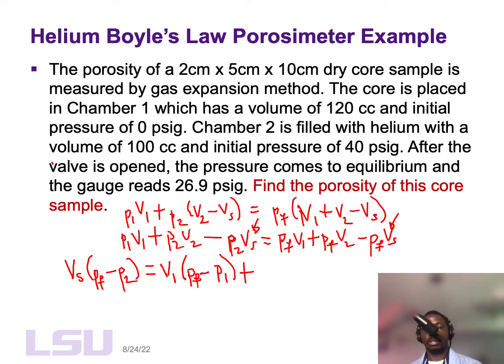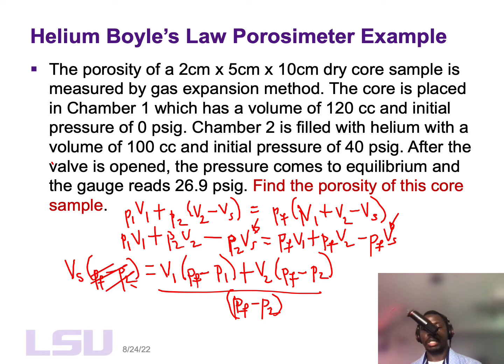Plus, let's work on V2. So take V2 out, and then this is PF, and you take this P2V2 to the other side. It becomes negative, and that's minus P2. Are we done? Not yet. Now divide through by PF minus P2, and then this goes away because you're dividing both sides by that. So that's your expression for Vs. Vs equals this equation. Now you have Vs.